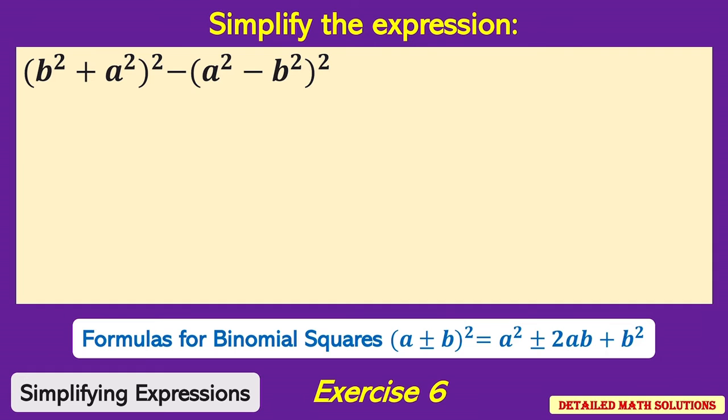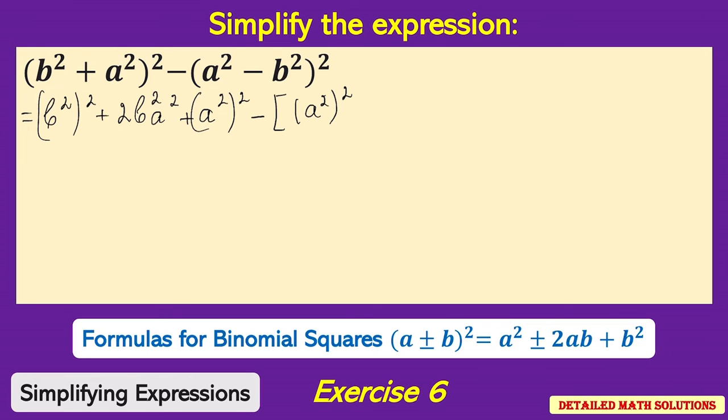Therefore, when I apply the formulas to each binomial square, this expression equals (b squared) squared plus 2 times b squared a squared plus (a squared) squared minus, in square brackets, (a squared) squared minus 2 times a squared b squared plus (b squared) squared, closing square bracket. I put these terms in square brackets because the negative sign applies to each term within the parentheses.